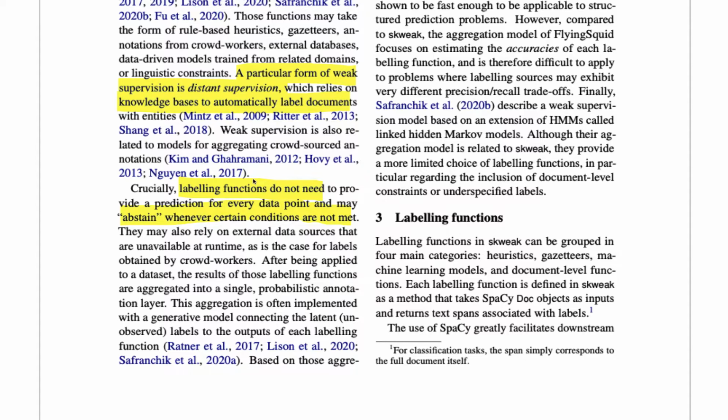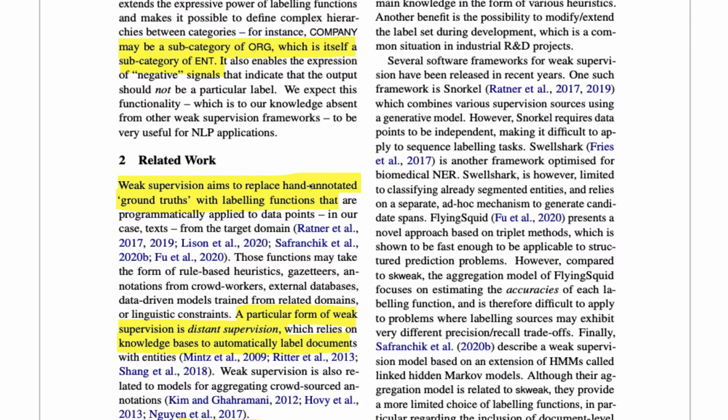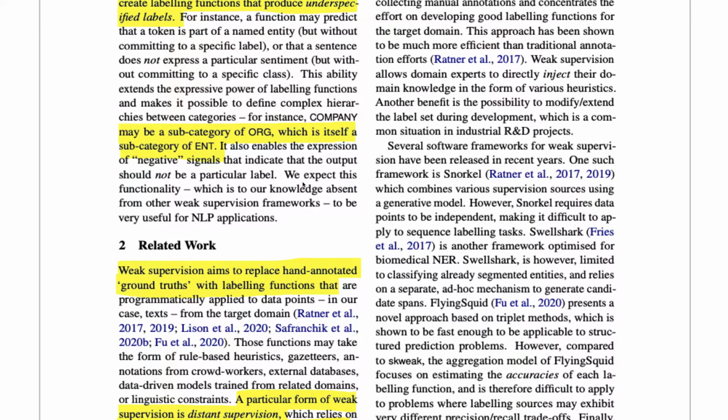Okay, so labeling functions also don't need to provide a label for each example. As you can imagine, there could be labeling functions which are sparse. What I mean by that is that there are a set of labeling functions which do not have a label for a set of examples. So that's very much possible. Okay, so this is a basic overview of the paper.